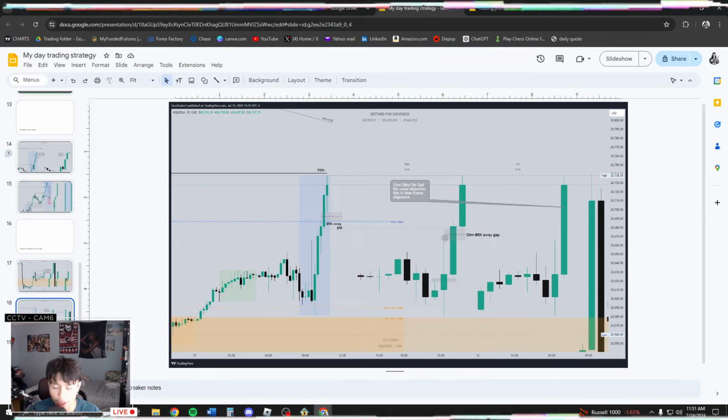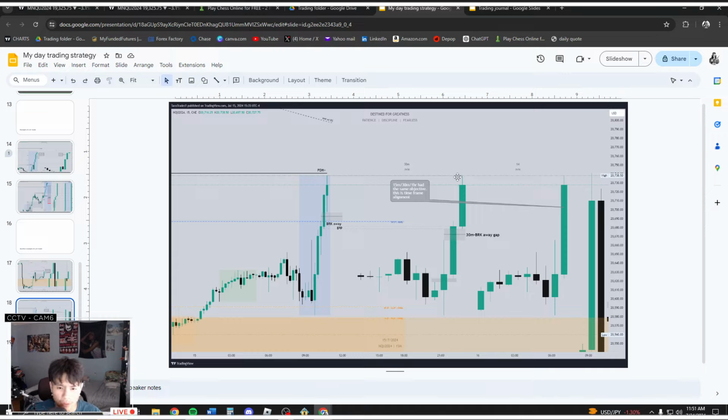So I note, okay, we're probably not going to retrace into this 30-minute fair value gap based on how we closed here. I talk about that more in my fair value gap theory, and why I believe this 30-minute fair value gap is a breakaway gap. Same thing here on the 15-minute time frame, I believe this 15-minute fair value gap should be treated as a breakaway gap. So I don't anticipate price to retrace and take out this low first. I anticipate us to take out the highs, right?